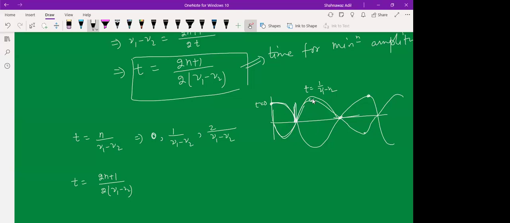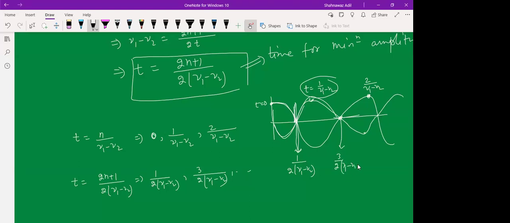So this second maximum is happening at this one. The third one is happening at 2 by (nu 1 minus nu 2). And the minimums are happening at, let's say, 1 by 2 (nu 1 minus nu 2), and then the second one is happening at 3 by 2 (nu 1 minus nu 2), and so on.